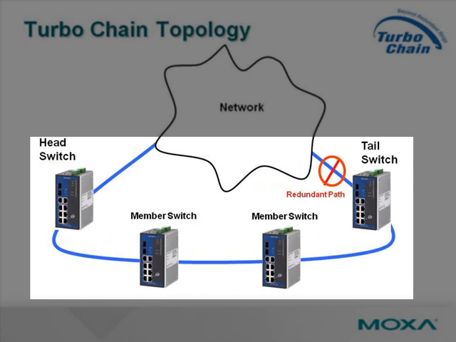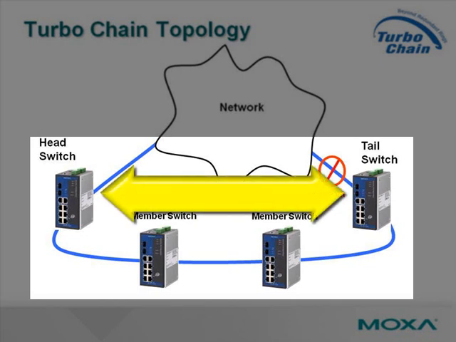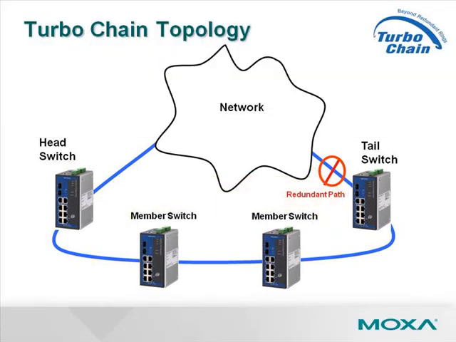TurboChain operates on the principle of an open ring or a chain link. For this reason, there is no need to close the ring. This can save you at least 2 ports and 1 cable run per segment.